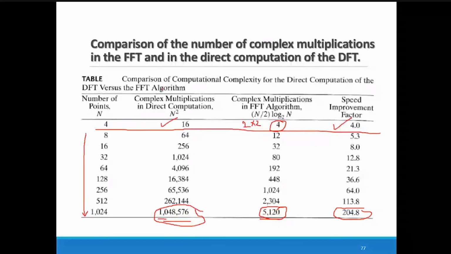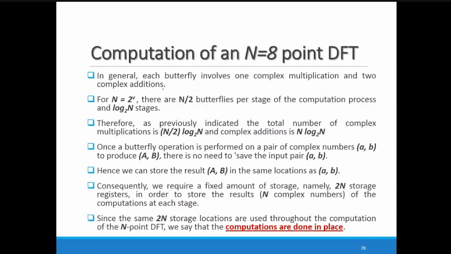Okay. So now we go to the last slide of this DIT DFT: computation of an N point, N equal to 8 point DFT. In general, each butterfly involves one complex multiplication and two complex additions. So as per the butterfly formation, one butterfly requires one complex multiplication and two complex additions. For N equal to 2 raised to v, there are N by 2 butterflies per stage of the computation process and log 2 N number of stages.